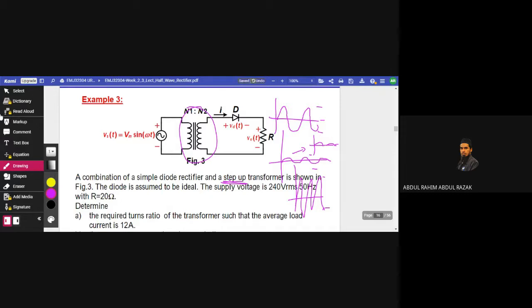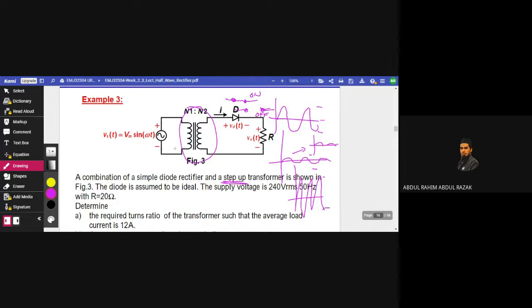Okay, now the scenario is that we have a combination of a simple diode and a transformer like this. The diode is assumed to be ideal. Ideal means if it's on, it's on, and if it's off, it's an open circuit. Either you have a short circuit or an open circuit. That's the assumption for an ideal diode: either on as a short circuit or off as an open circuit.